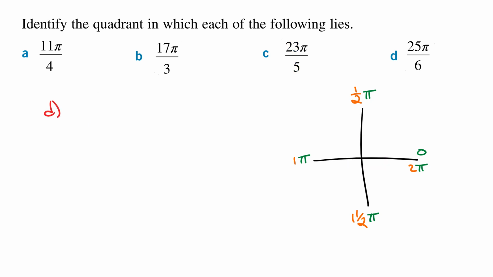Part D. Following the same process, we've got 25 on 6, and we need to rewrite this in proper fraction form. In proper fraction form, this is the same as 4 1/6 of a pi. So we want 4 pi's and then 1/6 of a pi. This is going to be 1 pi, 2 pi's, 3 pi's, 4 pi's, and then 1/6 of a pi is going to be less than half a pi. And so we're going to be in this quadrant. And so the angle 25 pi on 6 is going to lie in the first quadrant.